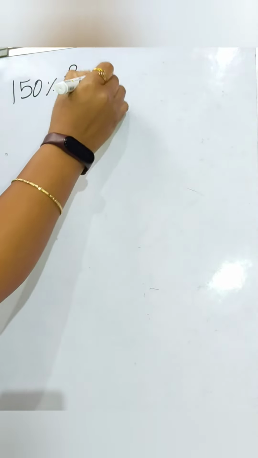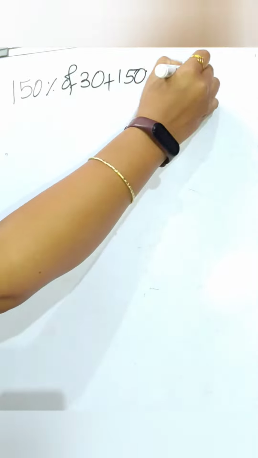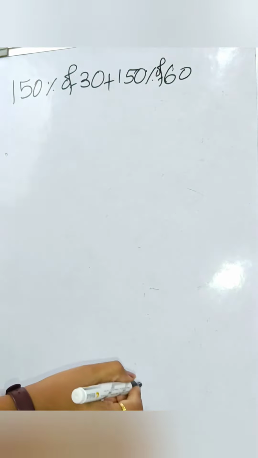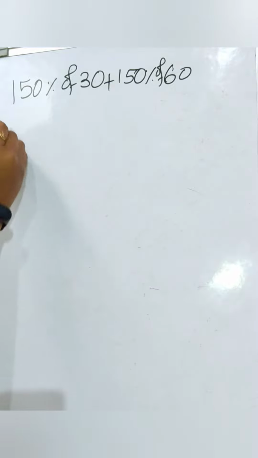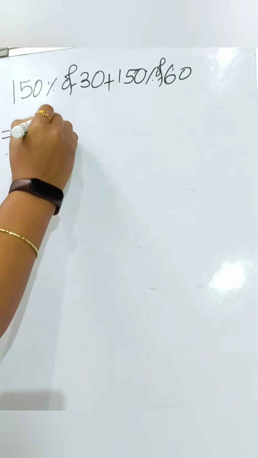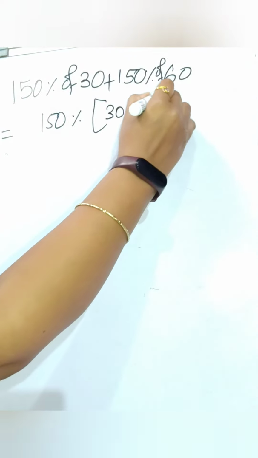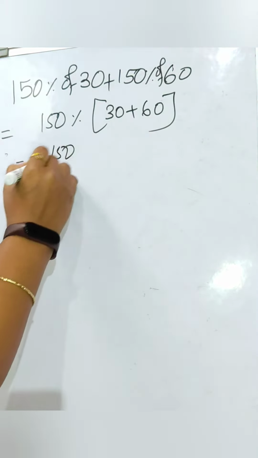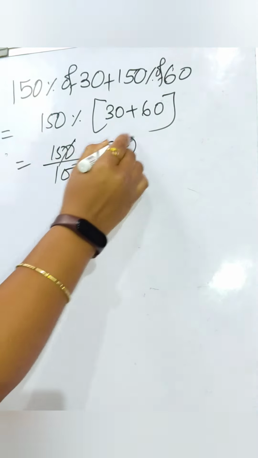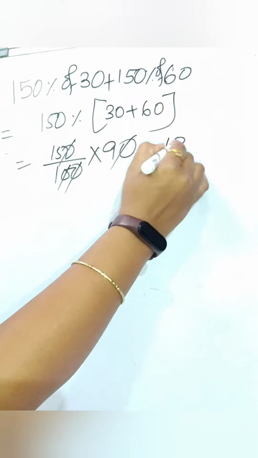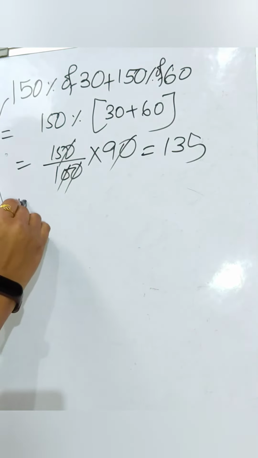Similarly, 150% of 30 plus 150% of 60. So here also we can apply the same easy trick. Just cancel out 0 0, you will get 15 3s are 45, plus cancel out 0 0, 15 6s are 90. So 45 plus 90 gives 135. Or else take the 150% as common, and 30 plus 60 is equal to 90. So here you will get the answer as 135.